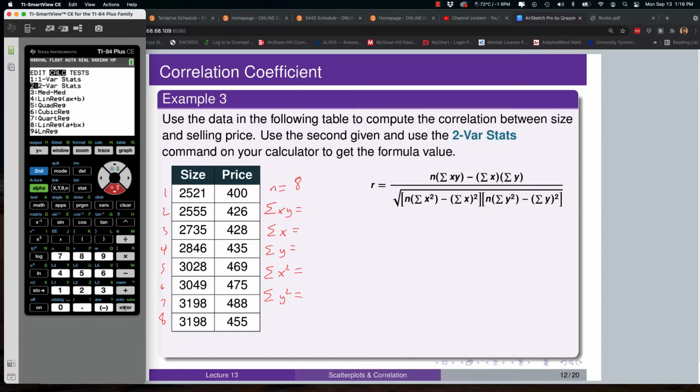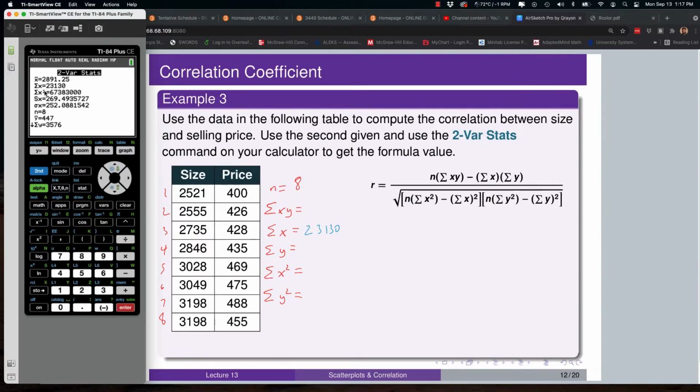So when I pick that, my data's in list 1 and list 2, so I don't have to change the X list and Y list. I just need to go down and hit calculate. When I do that, I get the same information I would from 1-Var Stats, but I get it for both columns of data. What's nice is I get the sum of X, which I need, and the sum of X in this case is 23,130.